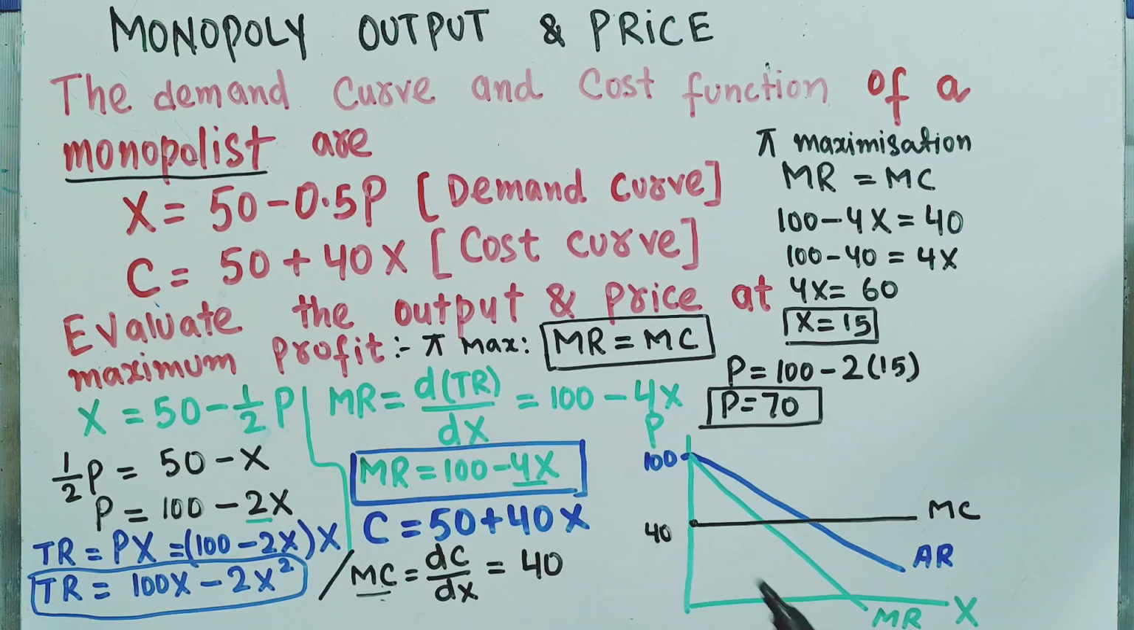Here it is 40. Now profit maximization occurs where marginal revenue and marginal cost intersect each other, that is this point. Corresponding to the intersection point we have an output level of 15, and similarly we can find the corresponding profit maximizing price. Since AR is our inverse demand function, P will be equal to 70, which we calculated.